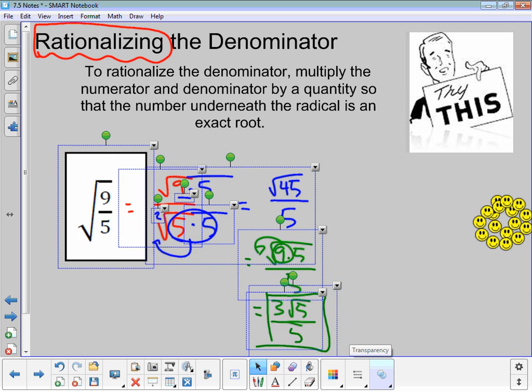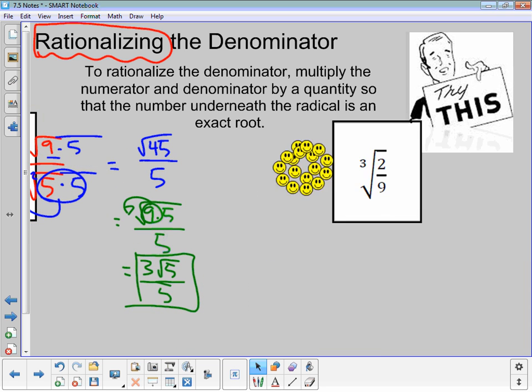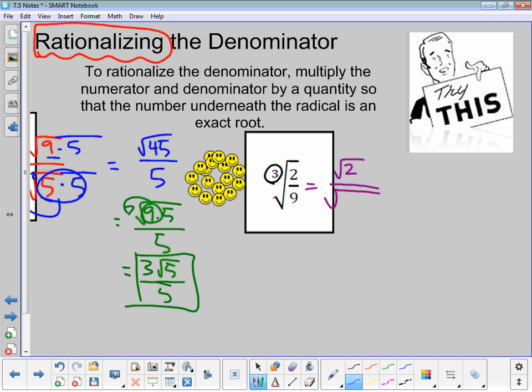In the next example, I'm looking at the cube root of 2 over 9. Cube root of 2 over 9. So now I need a group of 3 instead of a group of 2, or a pair. So in the top, I have the cube root of 2. In the bottom, I have the cube root of 3 times 3. Remember, I can pull that 9 apart and call it 3 times 3.